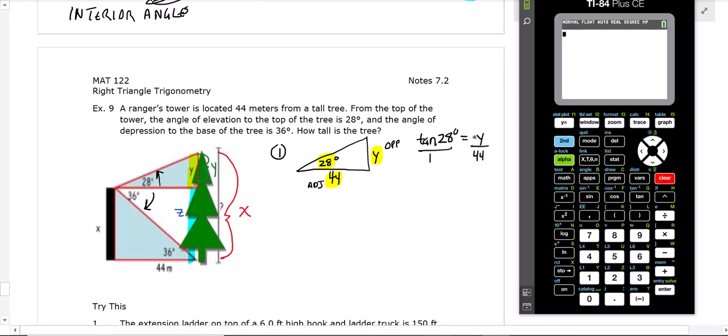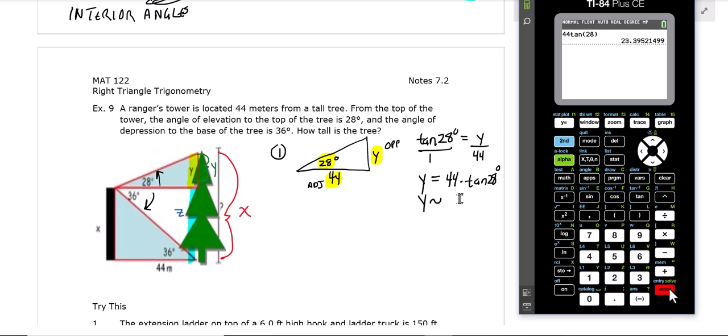So let's cross multiply. Y times 1 is y. Hey, that's what we're trying to find anyway. Then we go this way, so that would be 44 times tangent of 28. So if you cross multiply, then it's already solved for y. I looked at that and thought, what in the world was I doing? So that would be 44 times tangent 28. You can leave off the times and just put 44 tangent 28 on these calculators. The calculator knows what you're doing, so that would be about 23.4, and we'll round that to 4 meters. Okay, so anyway, we got that key piece of the problem right there.